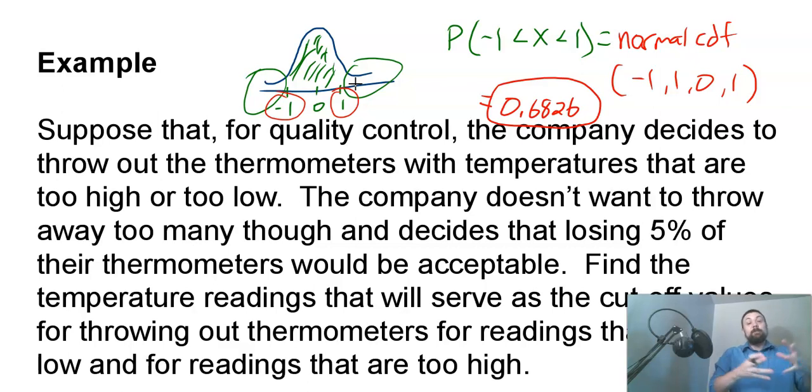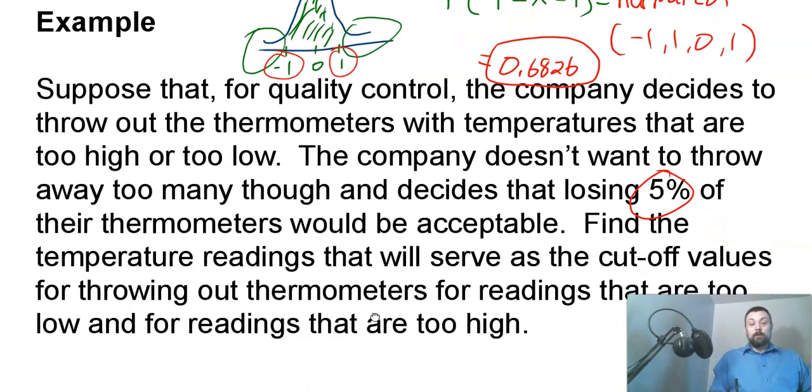So instead of arbitrarily choosing the thermometer reading cutoffs for what's acceptable and what's not acceptable, and hoping that you're not going to throw too many away, you could do it this way. You could decide how many are acceptable to throw away, and then find the thermometer readings that correspond to that. So this company has decided that they would be willing to throw out the worst 5% of their thermometers. But they want to keep 95% of the ones that they're making. So what's the temperature reading that would help us determine which ones to throw out and which ones to keep, so that we're keeping 95% of them and we're throwing away 5% of them, right?